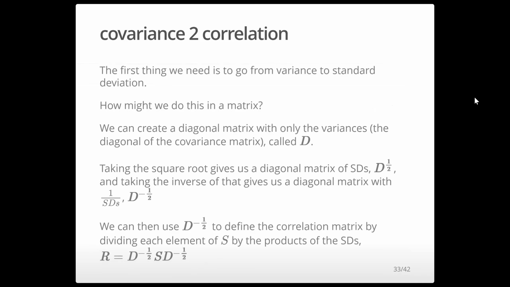Well, what we can do is create a diagonal matrix with only the variances of our data, and we call this D. And then we can take the square root of this diagonal matrix, and that gives us the SDs. So D to the 1/2 is a diagonal matrix of standard deviations. And then we can take the inverse, and that gives us a diagonal matrix of 1 over the standard deviations. And then we can multiply that by our original matrix, and then again by itself. And that will allow us to divide by the pooled standard deviations.